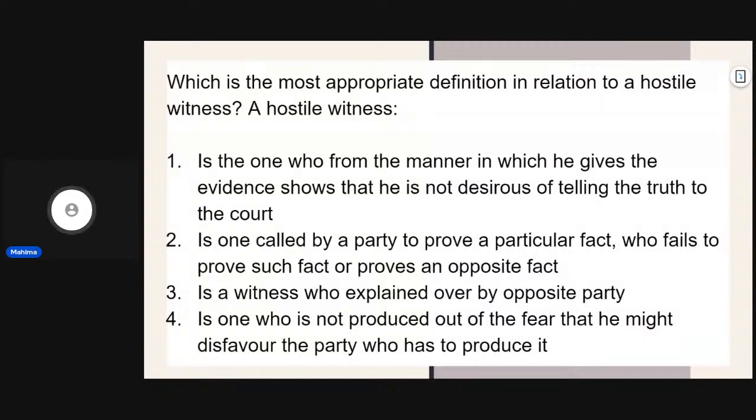Let's continue now. Which is the most appropriate definition in relation to a hostile witness? A hostile witness is the one who, from the manner in which he denies the evidence, shows that he is not desirous of telling the truth to the court, is one called by a party to prove a particular fact, who fails to prove such fact or proves an opposite fact, is a witness who is cross-examined by the opposite party, is one who is produced out of the fear that he might disfavor the party who has produced him.